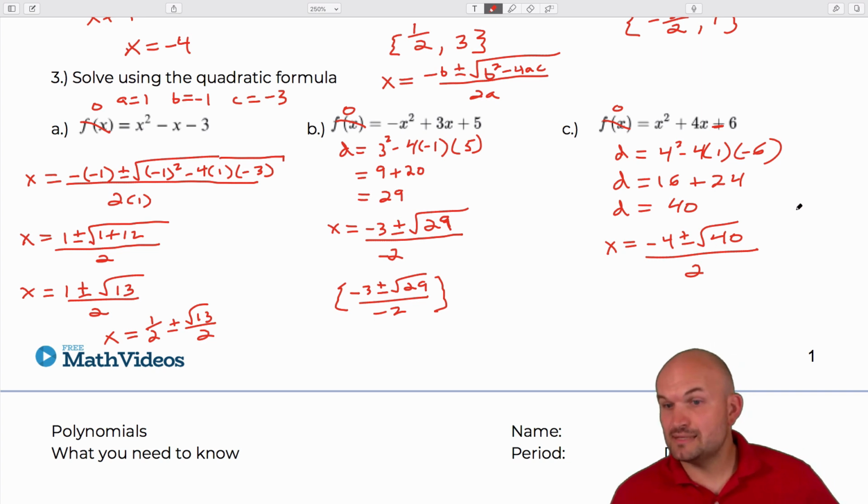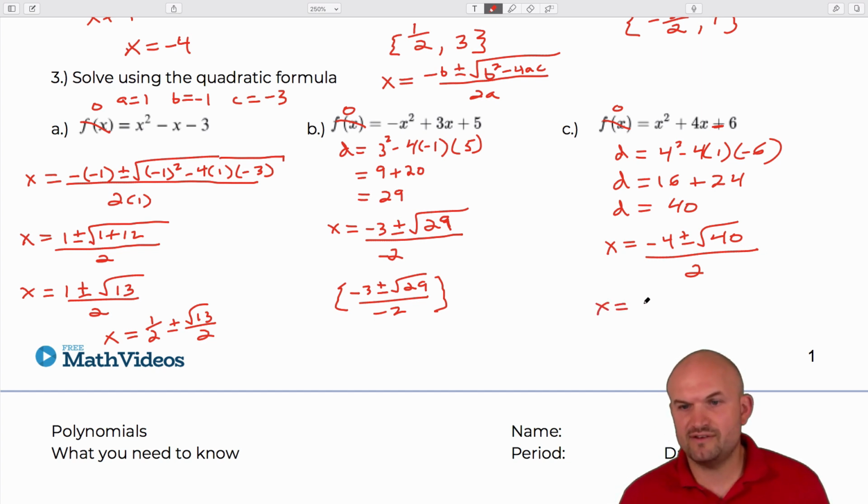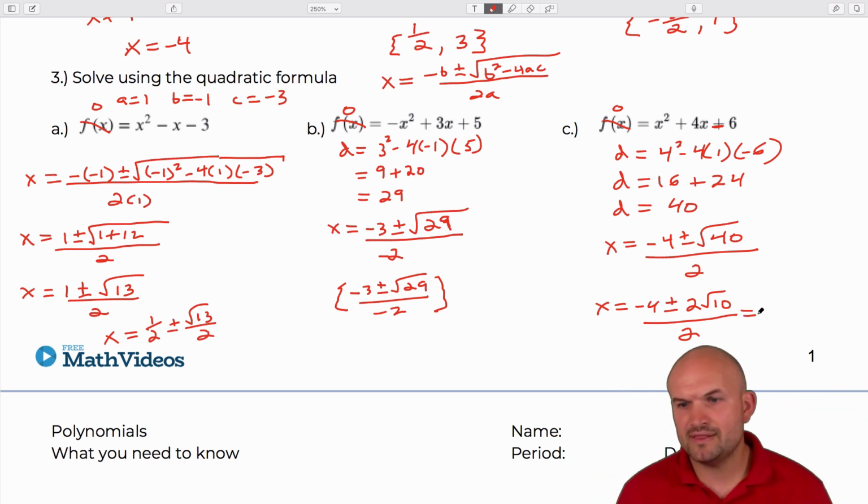Now notice I can simplify that square root of 40. That's going to be square root of 4 times 10, so that would be 2 radical 10. So I'll just rewrite that in simplified form: negative 4 plus or minus 2 radical 10. If you're a little bit weak on your radicals, don't worry. We'll be practicing more of that as we come up. And therefore, this simplifies to negative 2 plus or minus the square root of 10.